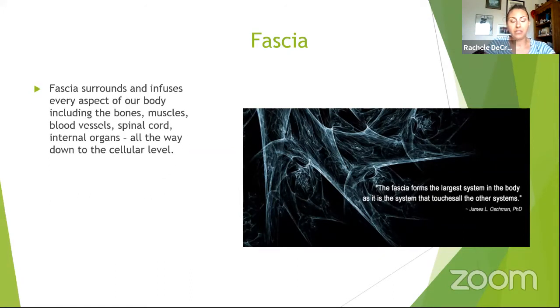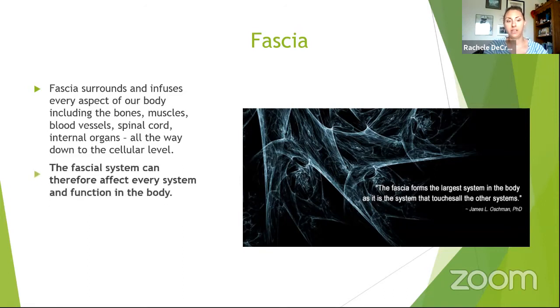The fascia in our body surrounds and infuses every aspect. So we have this fascial web, this three-dimensional web, and within the web are our bones and our blood vessels and our muscles and our nerves, and the fascia covers all of those things, all the way down to the cellular level. So because it covers everything and infuses everything, it therefore can affect every system in the body. And that's a big statement.